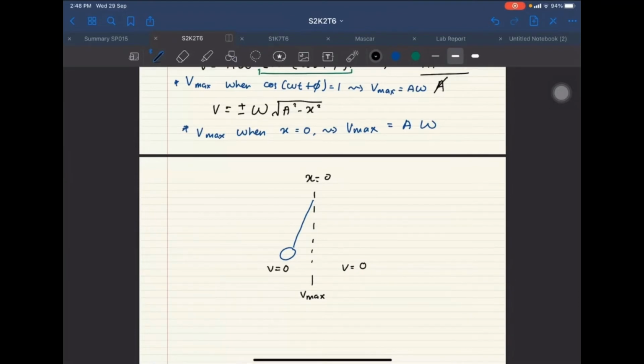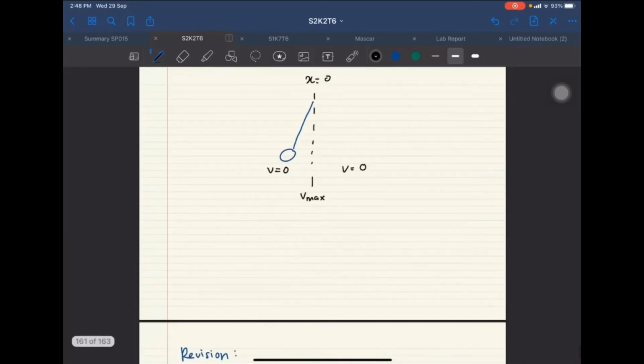Pendulum ni, kalau dekat ujung tu dia memang berhenti. Sebab tu dia equals to 0. At the maximum displacement, for a moment it will stop. And then it will go back to the equilibrium lah. So the moment they stop is at maximum displacement, at the amplitude, and V equals to 0. V maximum dia ada dekat center.